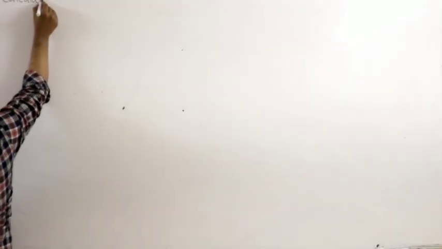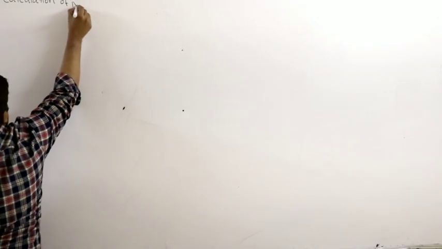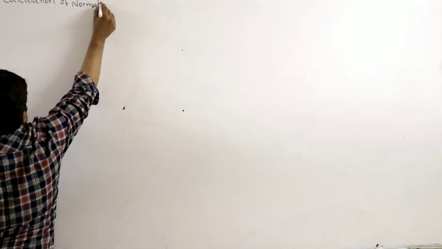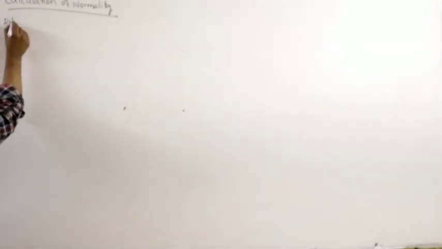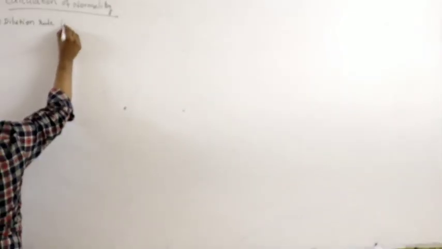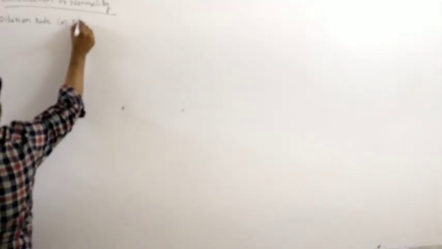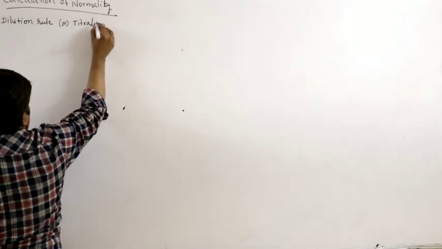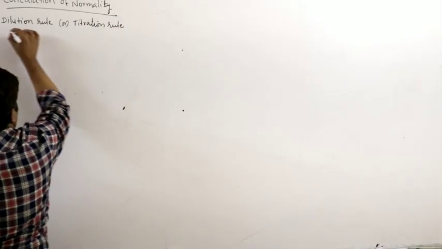Next, calculation of normality. So let us see what are the different possibilities we come across. Right. So first one is dilution rule. Or you can say neutralization or titration rule. Or neutralization rule. Both are same, but in the case of molarity they are different. So already we have studied.